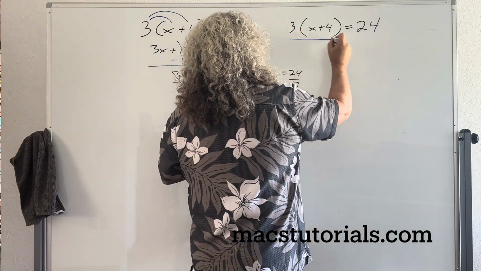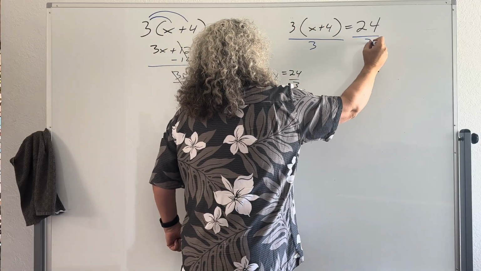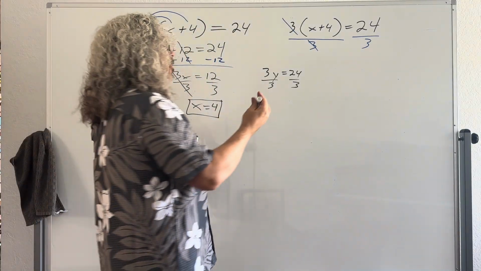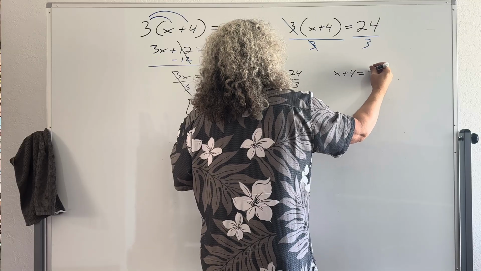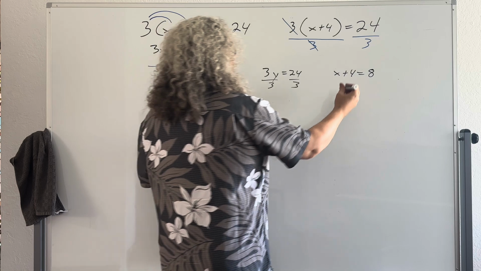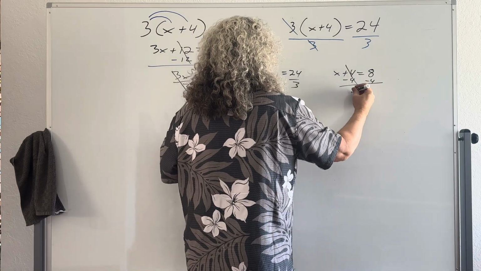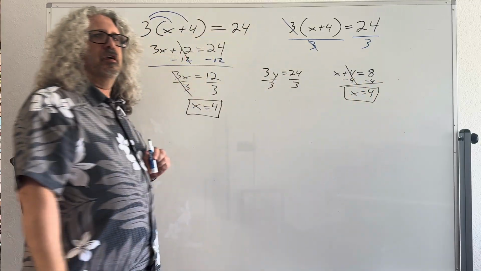Right now, that's 3 times something. I can do my divide by 3 right here. Boom, boom. And then I'm left with just x plus 4 equals 8. 24 divided by 3 is 8. Now here, all I have to do is do the opposite, minus 4, boom, x equals 4. Same answer, two different ways to get it.